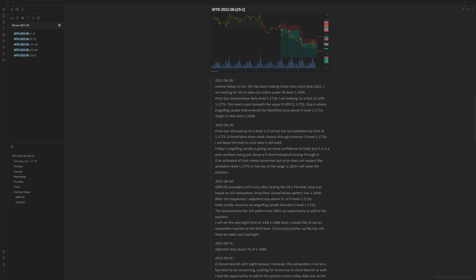So, starting on the 28th, night before, just pre-planning the day. First setup on GU. GU has been making lower lows since May 2021. I'm looking for GU to take out orders under weekly level 1.1409. Price has closed below daily level 117.16.